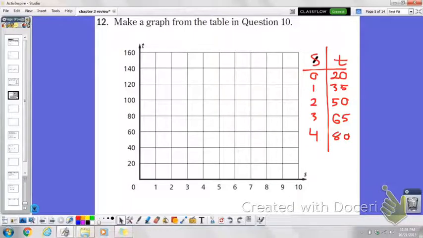So now I need to plot all these points on my graph. So I take 0, 20, go over 0, up 20. Over 1, up 35, which is about right here. Over 2, up 50, which is right here. Over 3, up 65, which is about right there. And over 4, up 80, which is right there. And then I can connect my dots with a straight edge. And you will get a graph that looks like that.